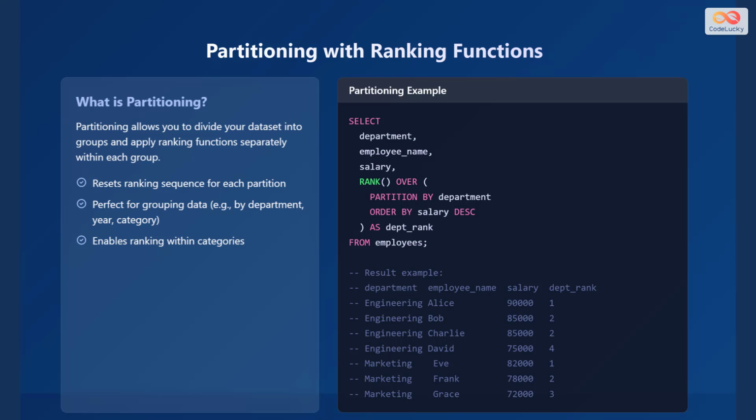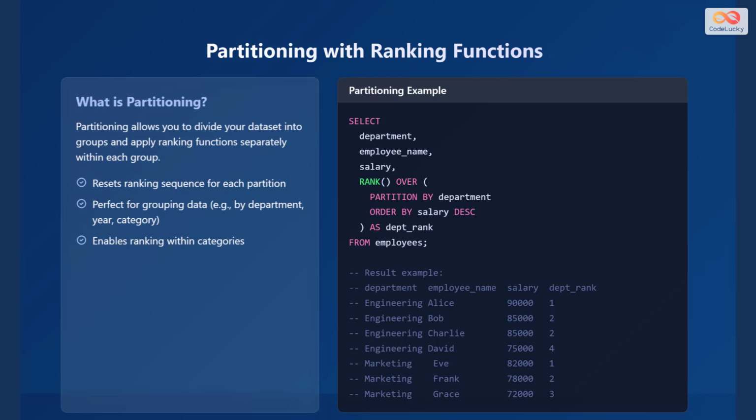For engineering, Alice has a salary of 90,000, and the department rank is 1. For engineering, Bob has a salary of 85,000, and the department rank is 2. For engineering, Charlie has a salary of 85,000, and the department rank is 2. For engineering, David has a salary of 75,000, and the department rank is 4.